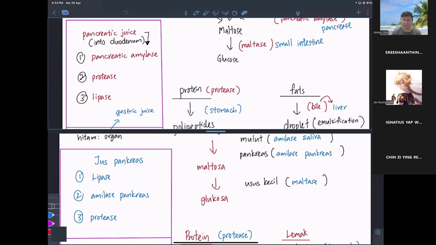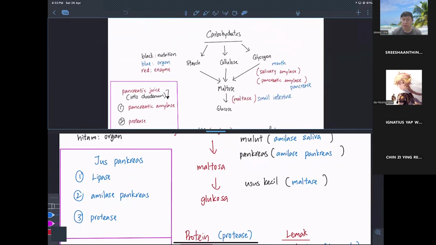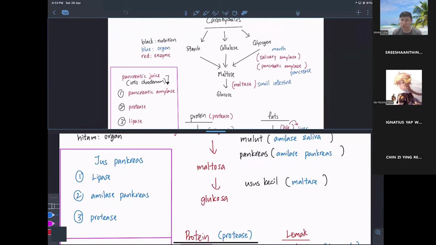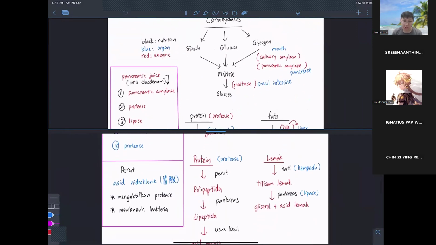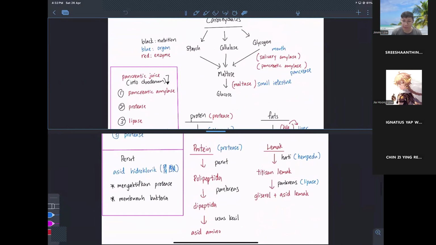Okay. So we have only got these three lah. These three food classes, to know how they are being broken down in your digestive tract. Okay. So try to go through this without memorizing. Just try to. If you cannot, then you just memorize lah.